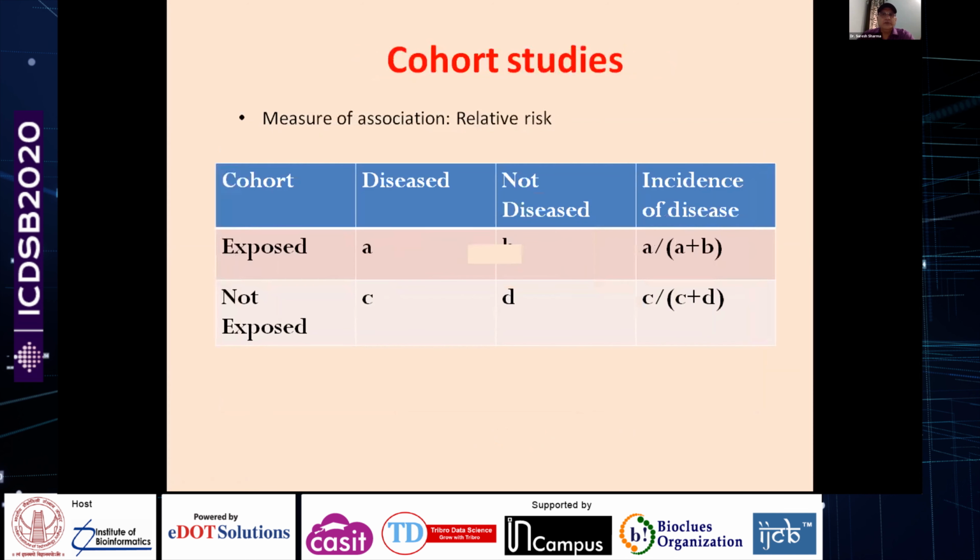And in case of cohort studies, we do not compute the odds ratio. We always look at the risk, the relative risk. Let's say this is a 2 by 2 table, exposed, disease and not disease. And you look at the incidence of disease, and then the risk ratio is given by the ratio of these two parameters in cohort studies.